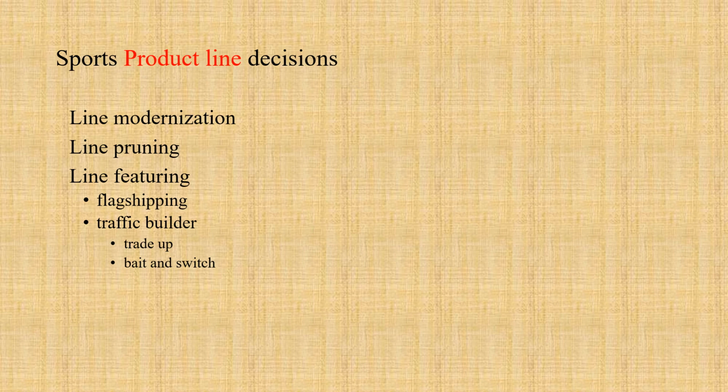An illegal approach to trading people up is called bait and switch. Now, bait and switch happens when we advertise a particular product and we have no intention of selling it. It's always out of stock. It basically is never available.